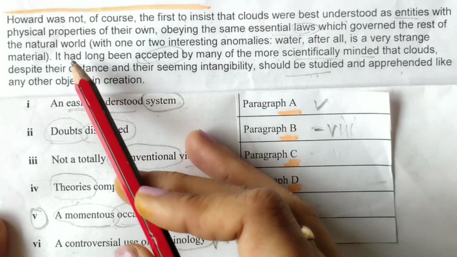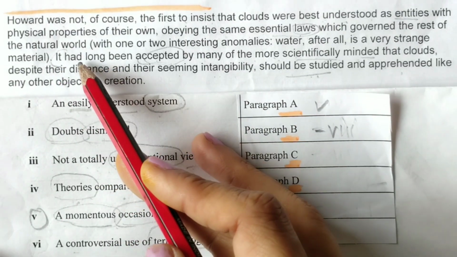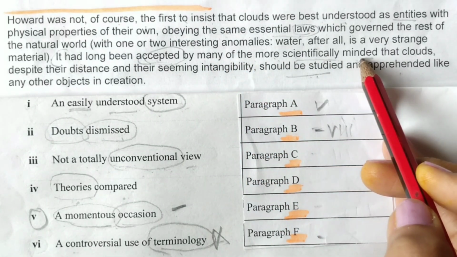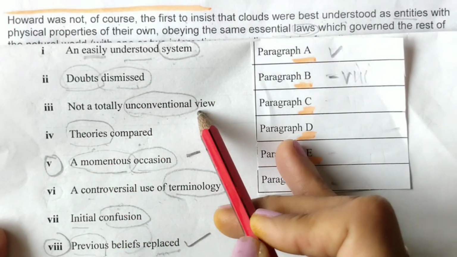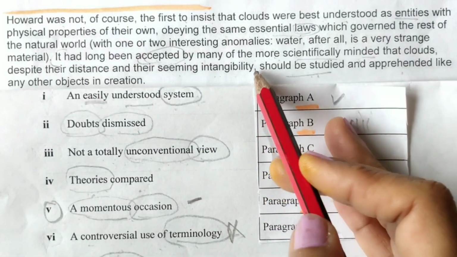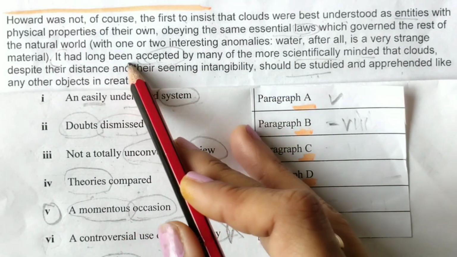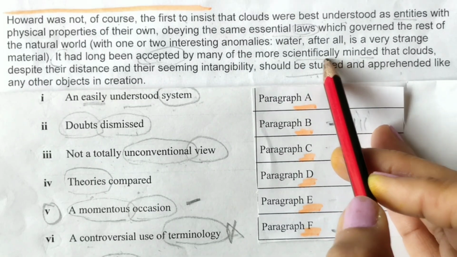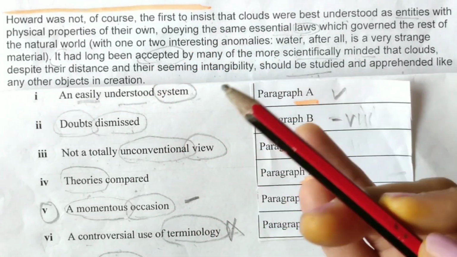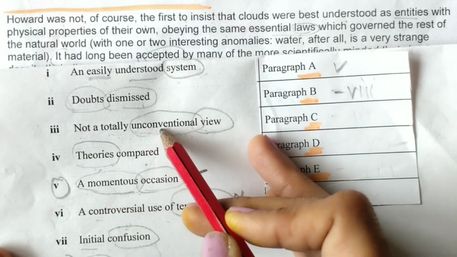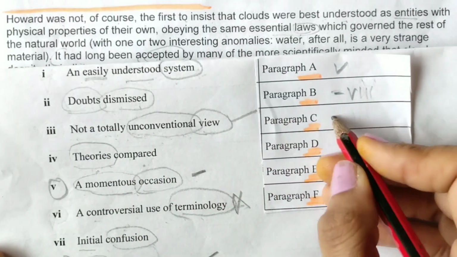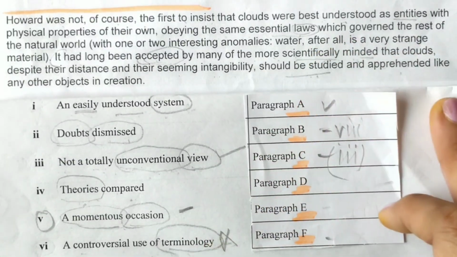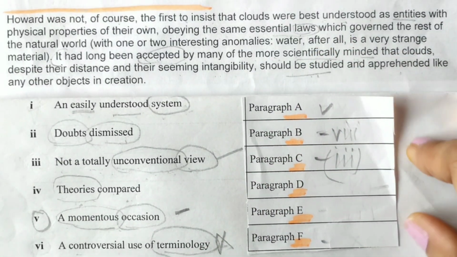So I think from here they are talking: it had been long accepted by many of the more scientifically minded. So this word view I have matched. It had been long accepted by many of these minded, meaning scientific persons, they have accepted. So it means their viewpoint they are talking about, not a totally unconventional view. I will match it. Okay, now D paragraph. You can pause the screen and try to match it again.